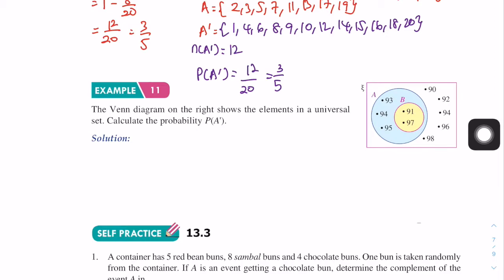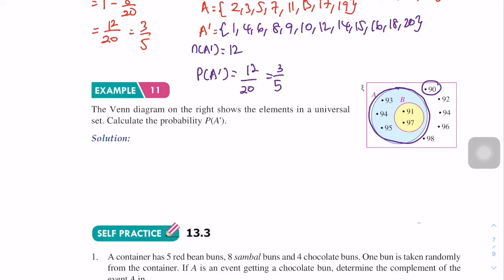Okay, next example 11. The Venn diagram on the right shows the elements in a universal set. Calculate the probability of A prime. So we know that A prime is whatever element is outside of A. So this is our A. So A prime is the outside of A.